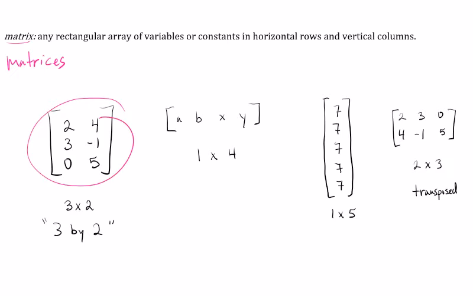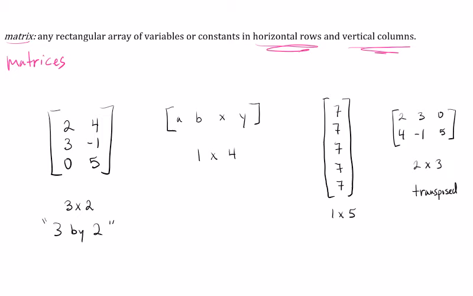So here's a 3x2 matrix. So in this matrix, you have 3 rows, right? 1, 2, 3, and 2 columns, 1, 2, right? And so once again, the rows are horizontal and the columns are vertical, right?